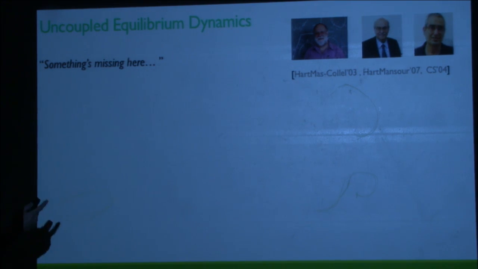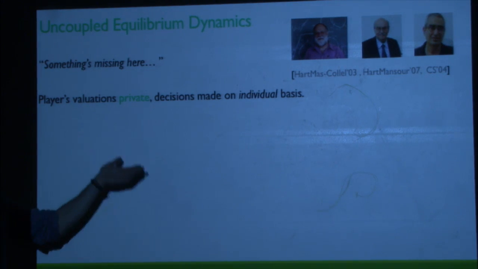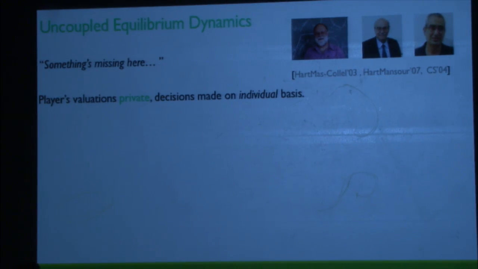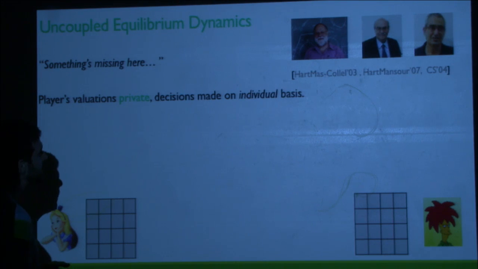This was exactly the point of the works. This is what happens when economists dive into the picture. The point of Mas-Colell's and Hart's work was that player valuations are assumed to be private, and therefore decisions are made on an individual basis. Therefore, it seems that the communication complexity model, or any model of distributed computing, is a much more suitable model for studying this question.